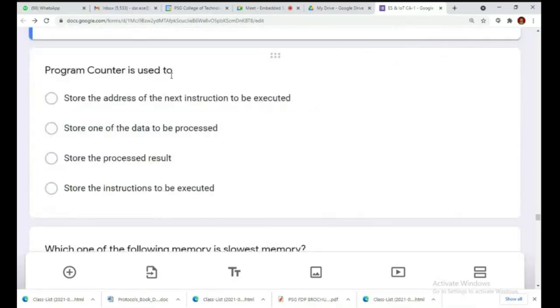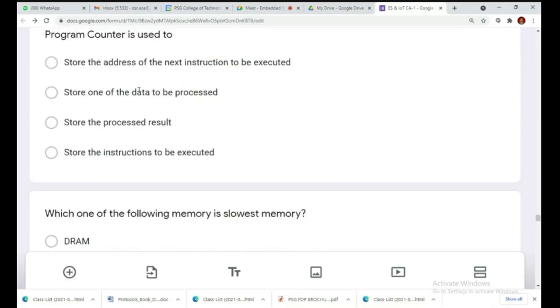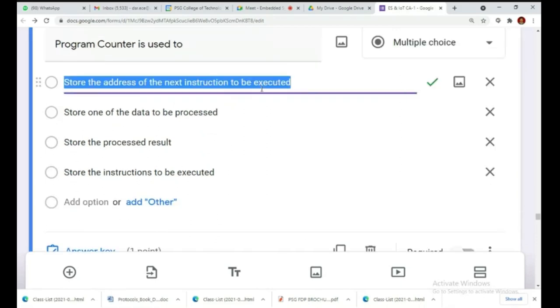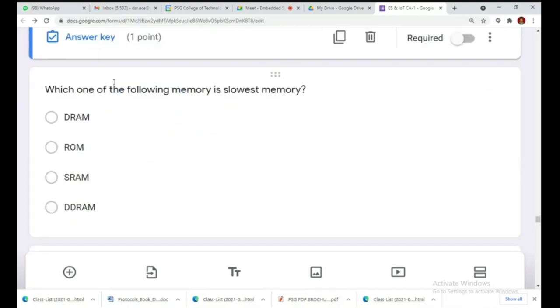Program counter is used to store the address of the next instruction to be executed is the right answer. The other options are to store the data to be processed, store the processed result, or store the instructions to be executed. Instead of these three, storing the address of the next instruction to be executed is the right answer.